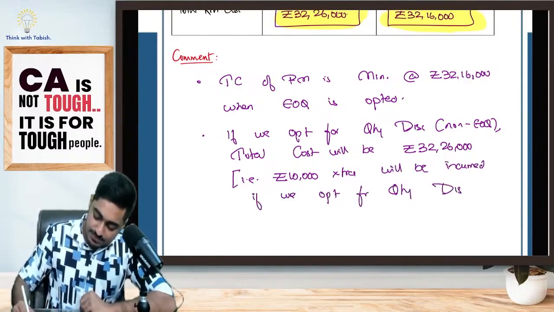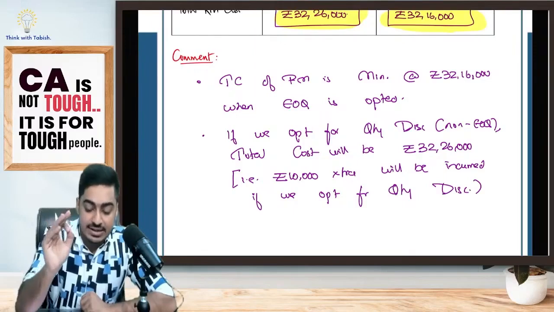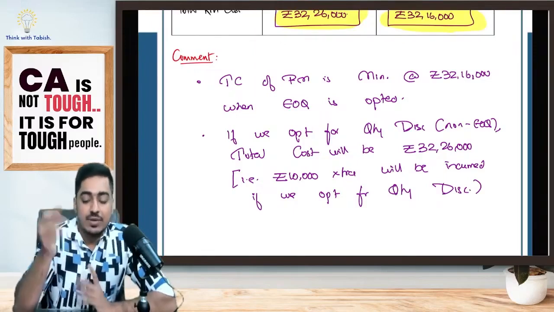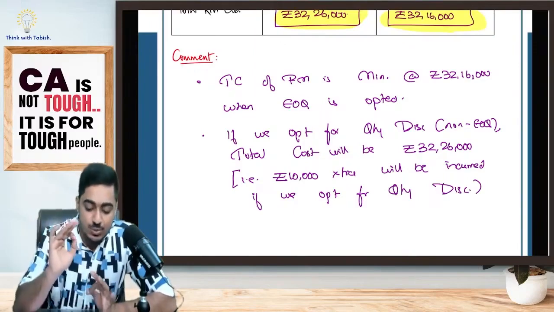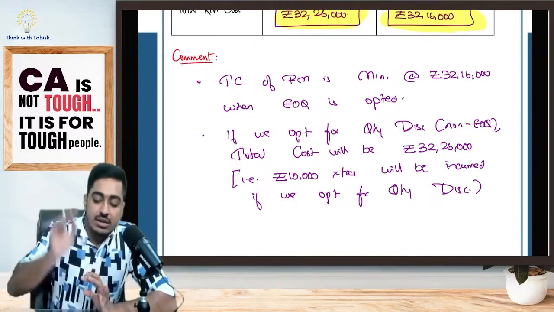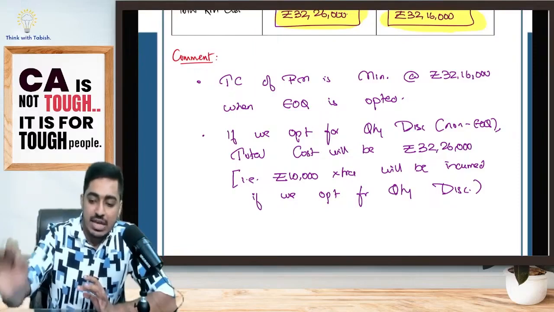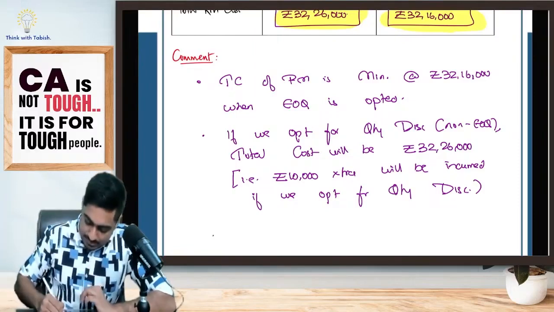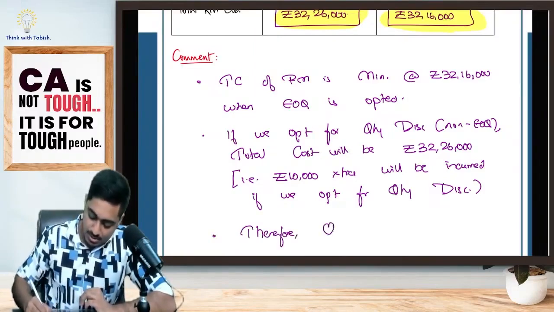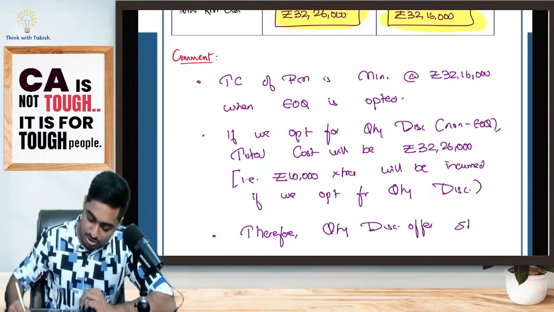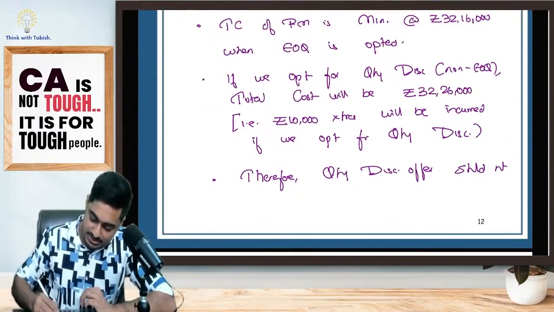quantity discount. Now I have to give the exact comment. Ultimately what I have to tell, there is no point in telling 10,000 extra cost, saving 10,000. What is my question asking? Whether quantity discount offer can be accepted. Therefore, quantity discount offer should not be accepted.